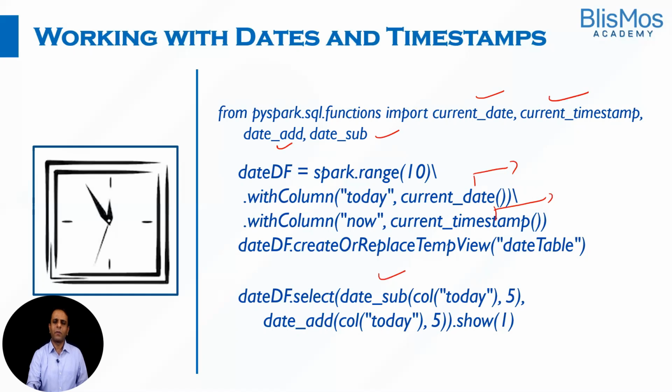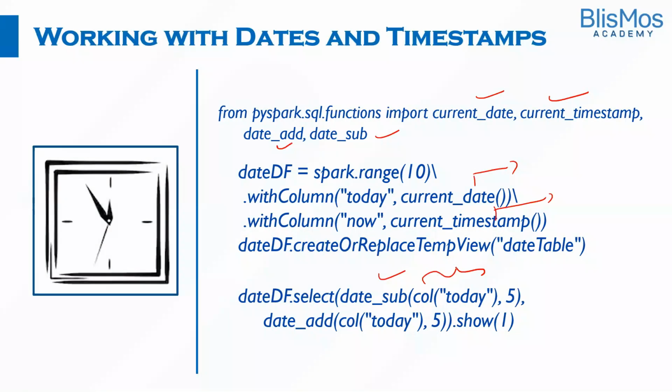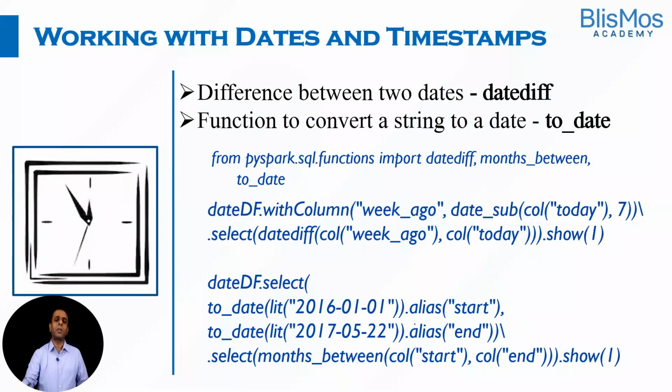date_sub will subtract days from the date in a given column. Here we are taking the column today and subtracting 5 days from it. And here we are adding 5 days to the column today. That's it.